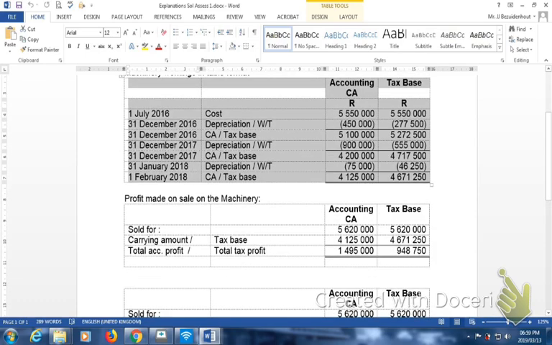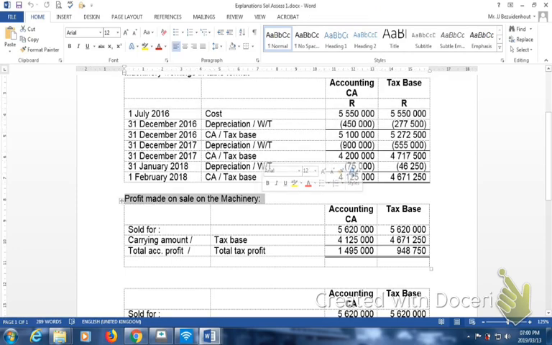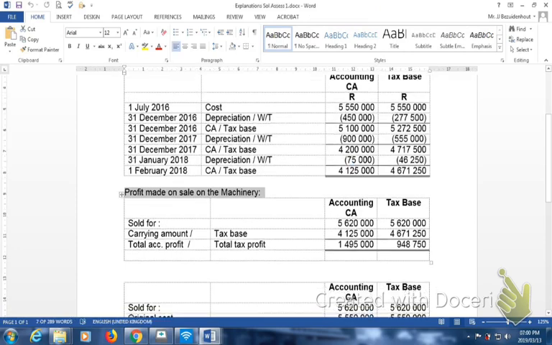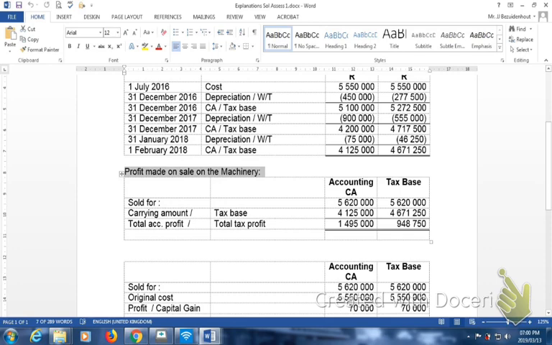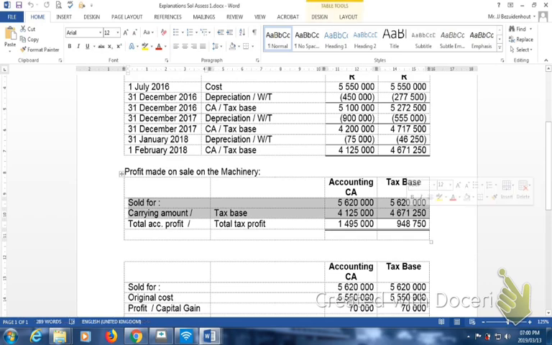After you've calculated that, you can now go and calculate what was the profit made on the machinery. And remember, this is the total profit made on the machinery. So you take what the machinery was sold for, you deduct the carrying amount and the tax base, which you've just calculated above, and then your total accounting profit and total tax profit are those two amounts.